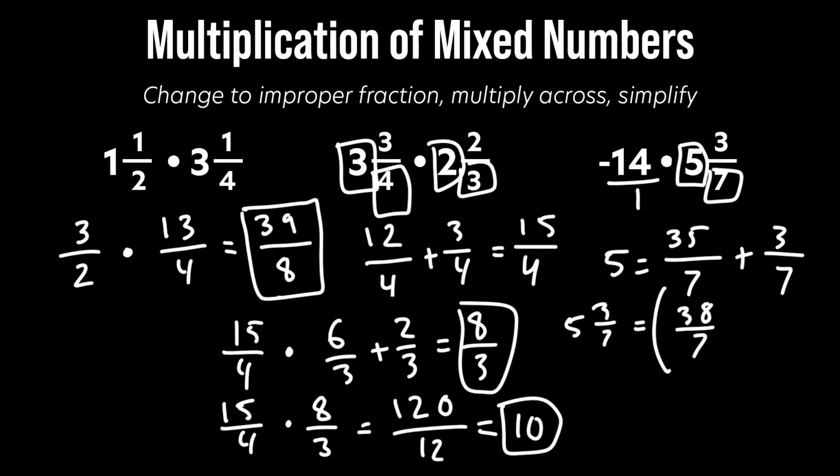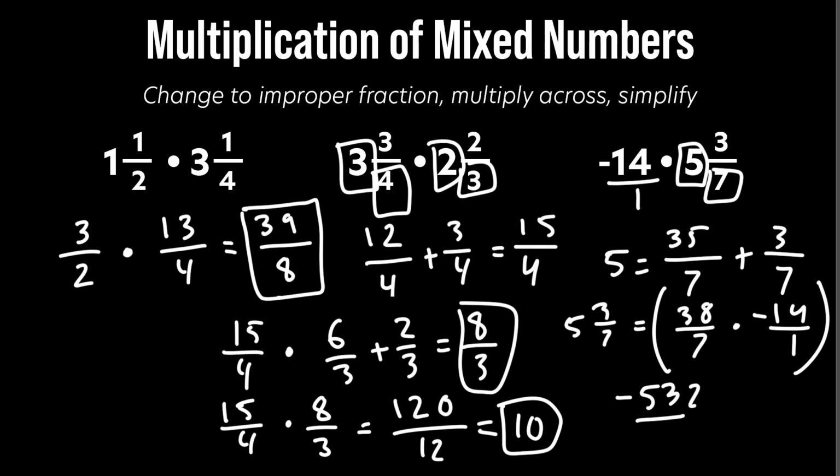So now let's multiply 38 over 7 times negative 14 over 1. And so we'd get negative 532 over 7. And this is equal to negative 76. So that's our answer.